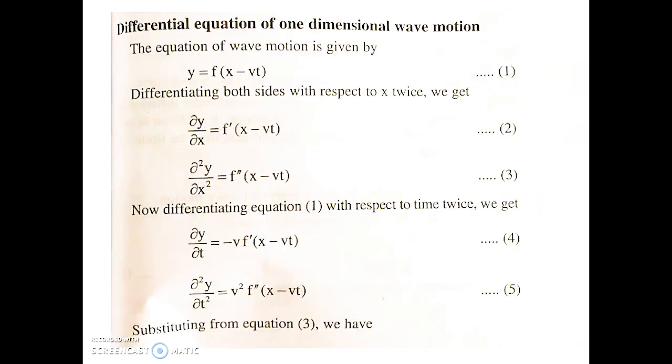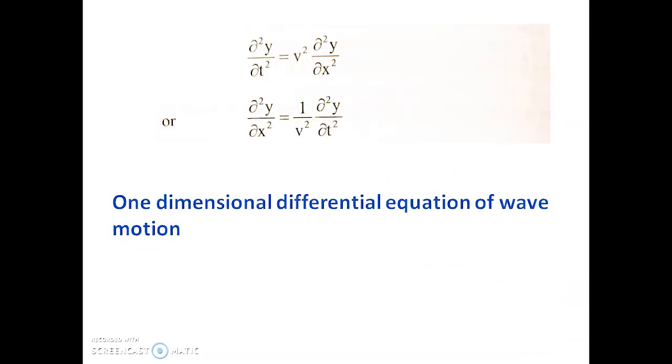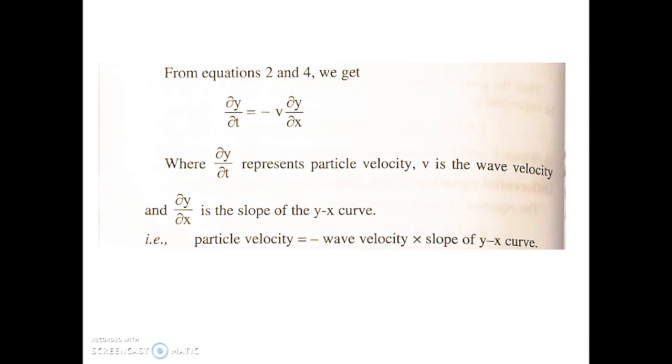Okay, let's check once more. In equation 2, we have ∂y/∂x, and in equation 4, we have ∂y/∂t. We have on the right side f prime of x minus vt. So let's compare these two equations once more. We can see that ∂y/∂t is equal to minus v into ∂y/∂x. What is ∂y/∂t? It represents the displacement with respect to time. In other words, it's the particle velocity. And we have this particle velocity equal to minus v, where v is the wave velocity, into ∂y/∂x. ∂y/∂x is the slope of the y-x curve.